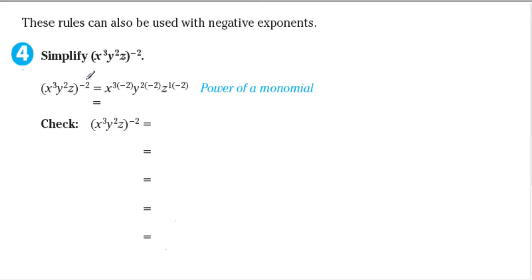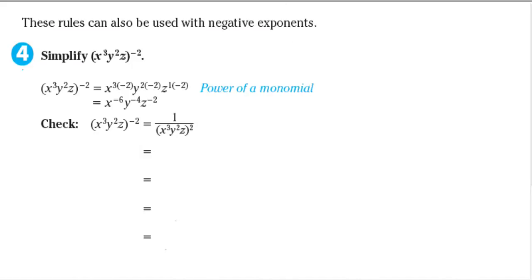So what did we do? We simply distributed negative 2 to all three powers, and this is what we got. From there, we multiply 3 times negative 2, so this becomes x to the negative 6. We multiply 2 times negative 2, y to the negative 4. We multiply 1 times negative 2, z to the negative 2. And let's check our answer.